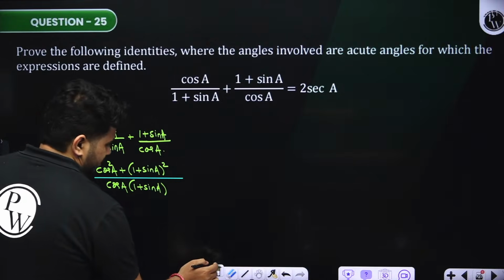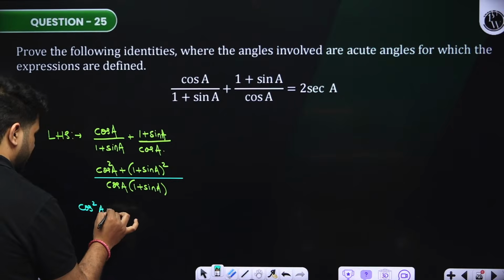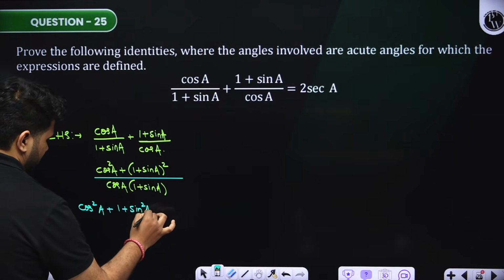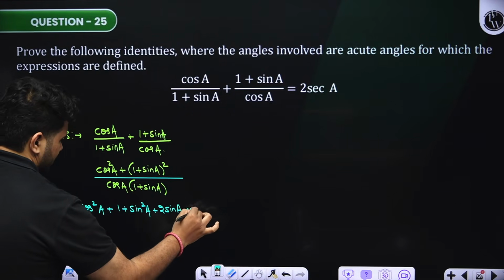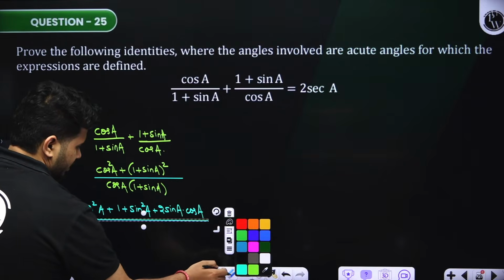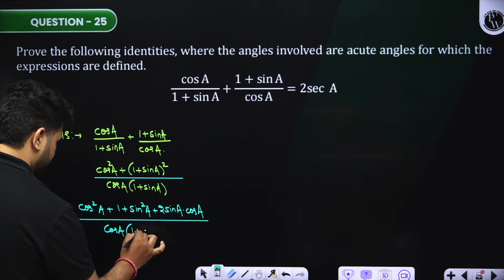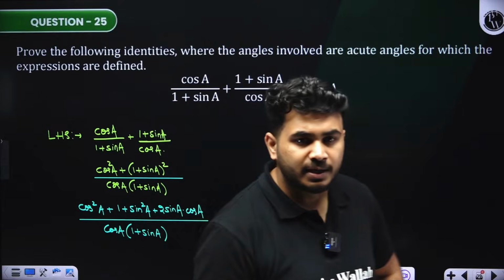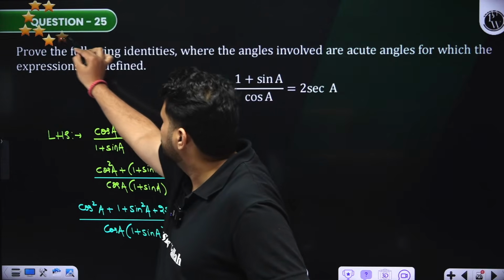Now if we expand this, over here, this will be cos square A plus 1 plus sin square A, plus 2 times sin A into cos A. Clear? Understood? And this whole divided by cos A into 1 plus sin A. Clear? Understood everyone? This is an important problem, it repeats often in board exams.